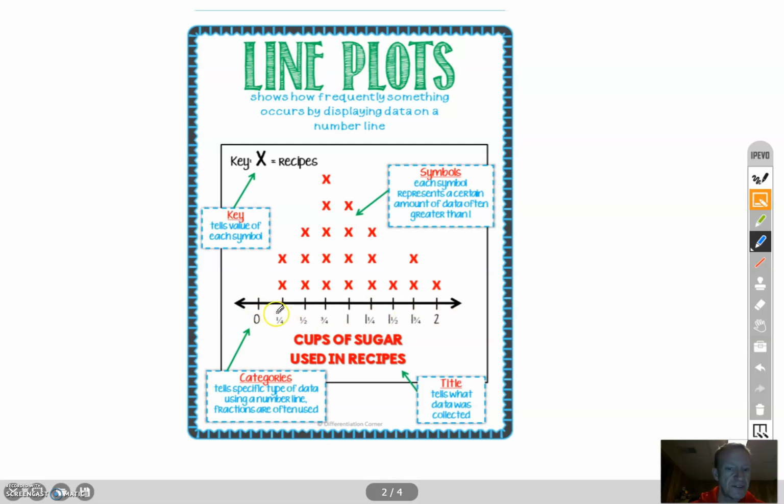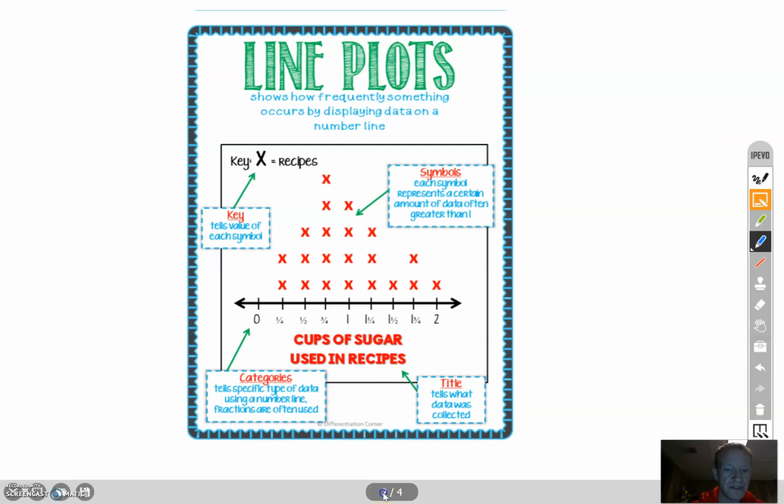So here, the measurements are what we see on a ruler: 1/4, 1/2, 3/4, 1, 1 1/4, 1 1/2, 1 3/4, and 2. These are cups of sugar used in a recipe. So they took a bunch of recipes and then they decided to figure out how many cups of sugar are being used in each. So if I say how many recipes had 1 cup of sugar, you would count 1, 2, 3, 4, and you would say there were 4 recipes for 1 cup of sugar.